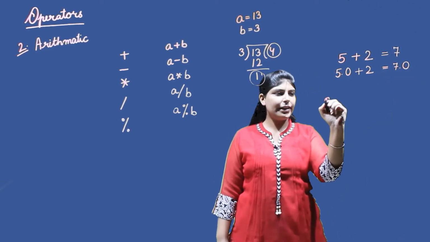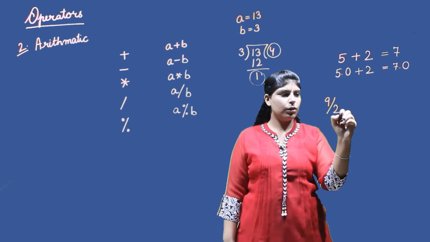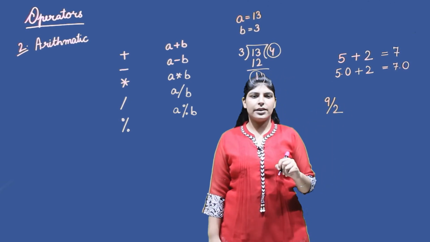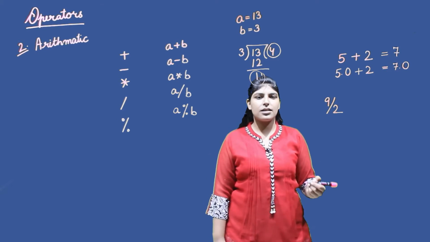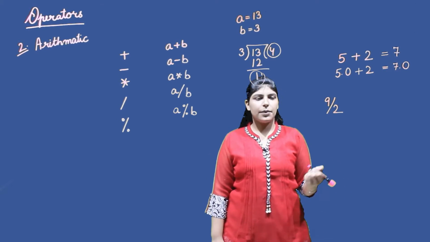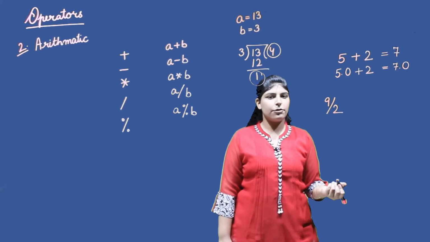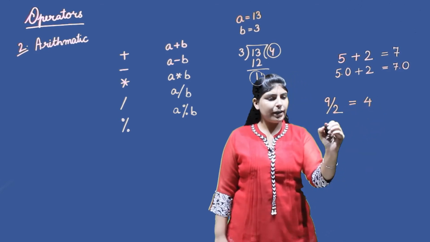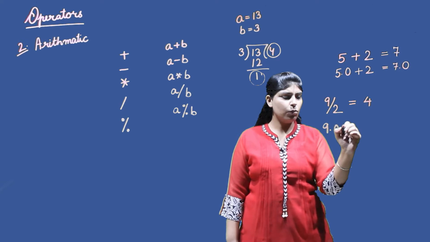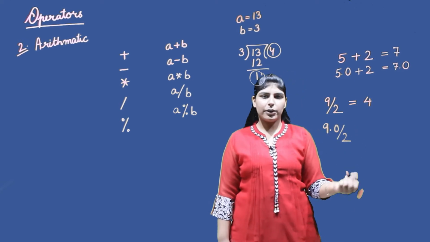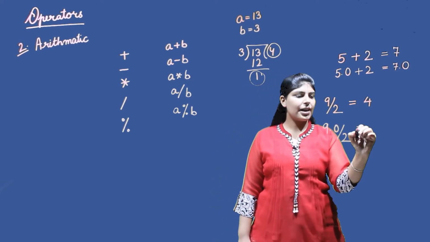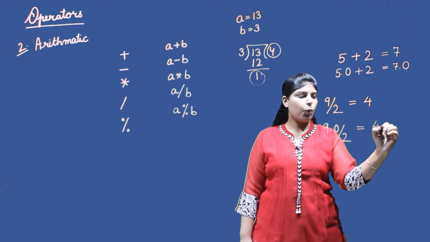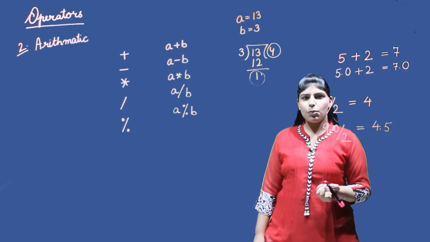Similarly, if I divide 9 by 2, 9 is an integer, 2 is an integer, so I do not get the result as 4.5. I get the result only in integer format. So the result here will be 4. If I divide 9.0 by 2 or 9 divided by 2.0, in that case I can get the result as 4.5. Let's see one more example.